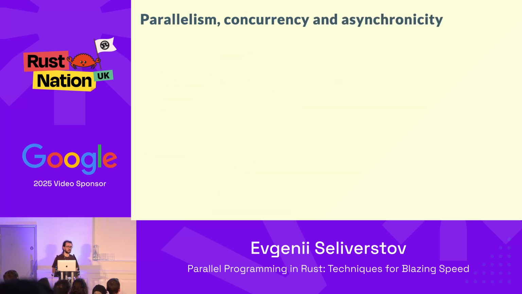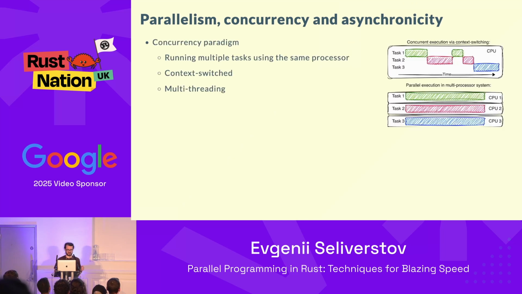If you are speaking about the difference, it's a subtle difference, but it's really important between parallelism, concurrency, and asynchronicity. They're actually quite different. Concurrency is how to run multiple tasks using the same processor. So it's how to make one CPU run multiple tasks at the same time.